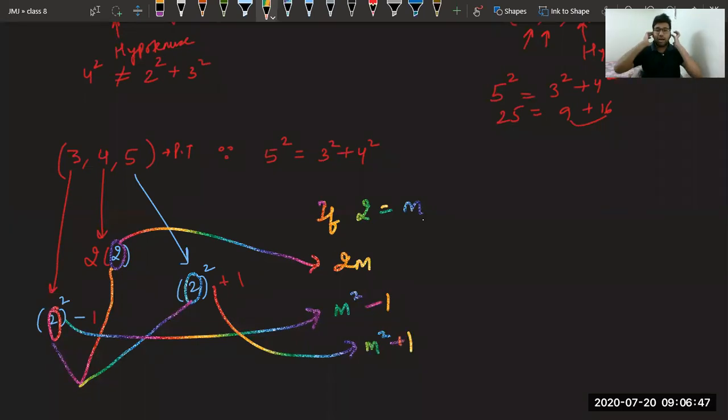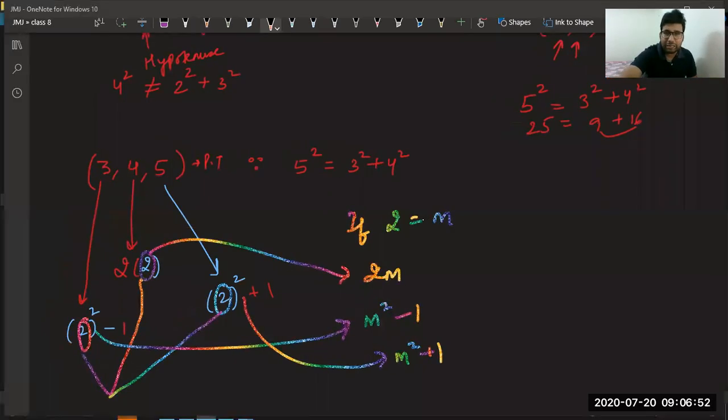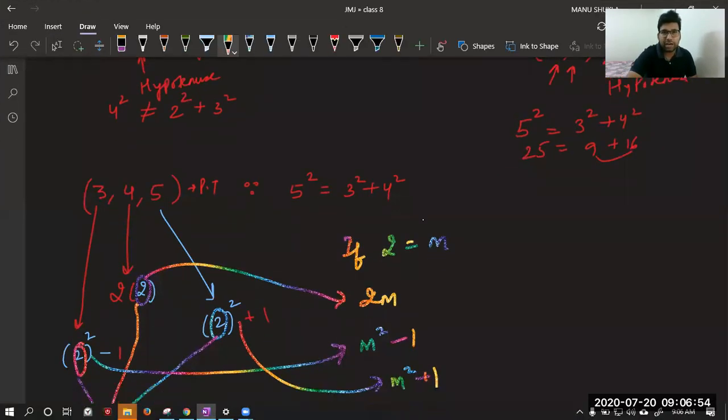So class, are you able to understand what I am doing? I am trying to find a pattern. Please tell, are you able to understand what I am doing? Yes, Harshul, correct. So I am trying to find a pattern: 2m, m squared minus 1, m squared plus 1. Sarthak, I am taking one more example. Don't worry. Let me take one more example.